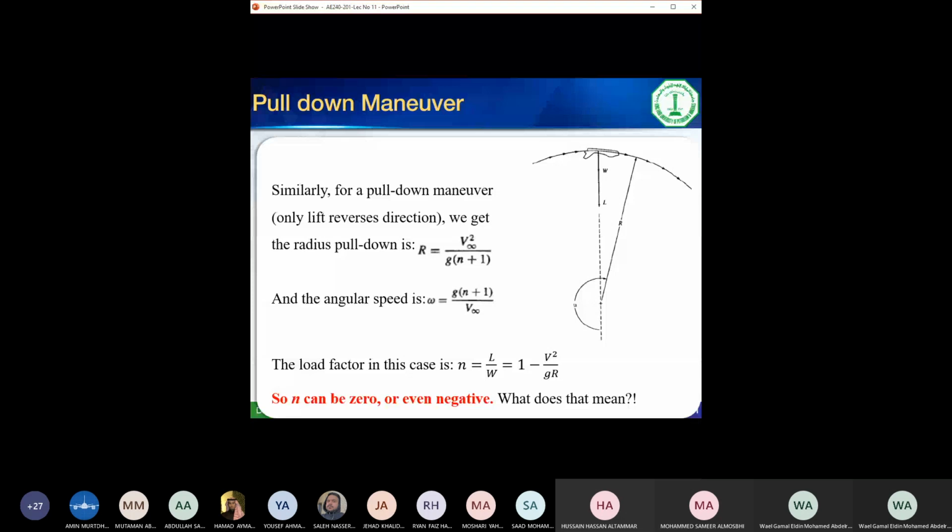It's the same as the one that we had, except that the lift now is pointing downward and the aircraft now is rotating, going up and then down again. In this case, the only thing that changes is the direction of the lift. So you can expect that we're going to have only a change of sign in the expressions. We don't need to get the expressions again, just change the sign. It was negative, now it's positive. I'll get the expressions for the R and the omega.